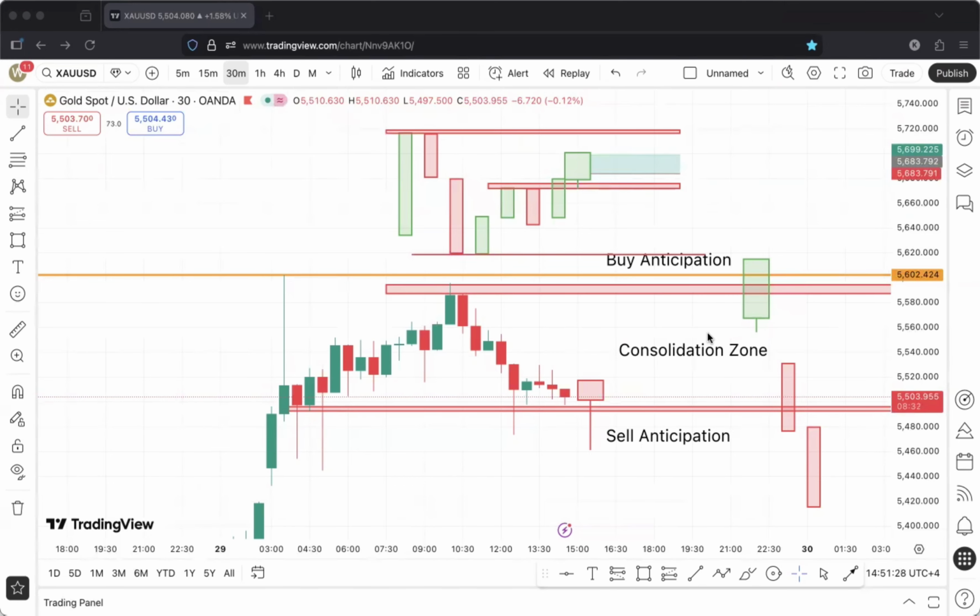Someone asked the question, do I enter my trade on 15 minutes or 20? Me, I enter my trade with the 30 minutes time frame. I open a position with the 30 minutes time frame.